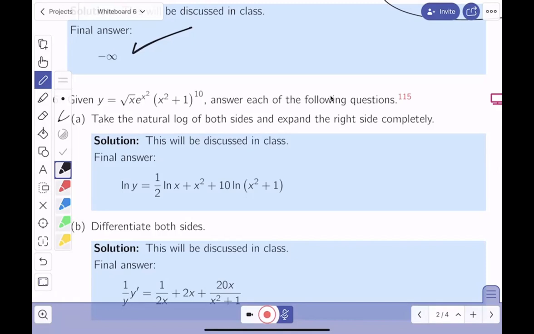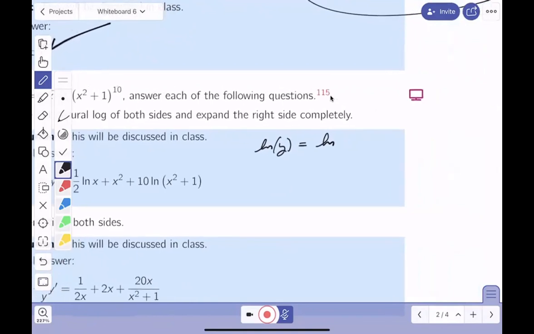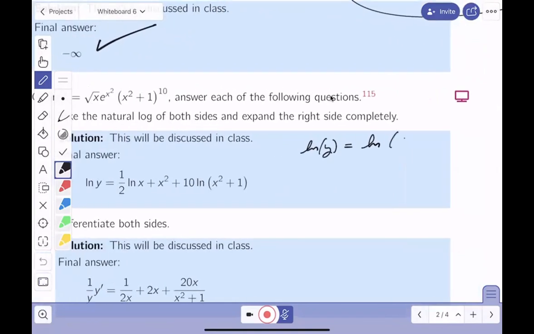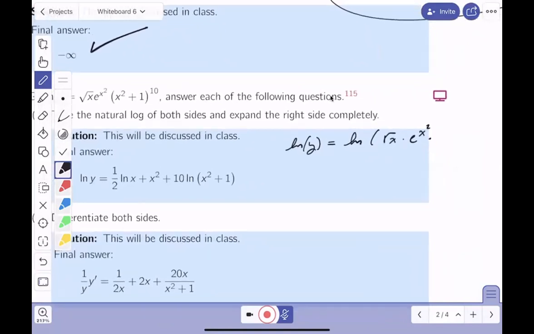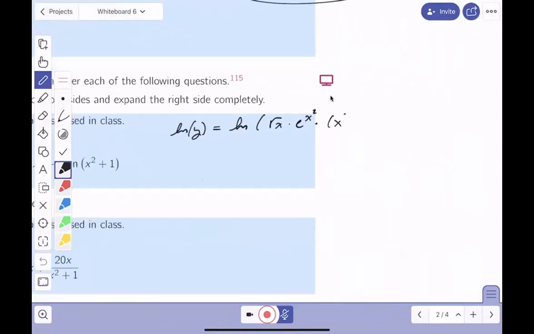All right, let's write down what they said to do. Take the natural log of both sides and expand the right side completely. Well, let me write that down for you. That would be the natural log of y equals the natural log of root x times e to the x squared times x squared plus 1 to the 10th power.